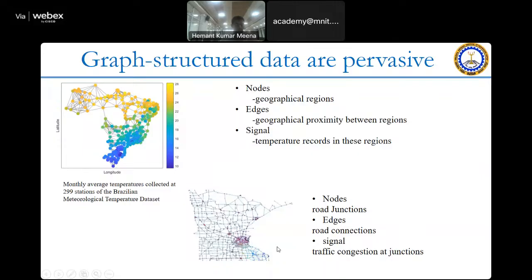In the same way, another example is a traffic network, the lower one you are seeing. Here, what are the nodes? Nodes are the road junctions. What are the edges? These are the road connections. So what we are telling is that we can represent the actual situation in the form of a graph very well, whether it is temperature sensor data or road network data.